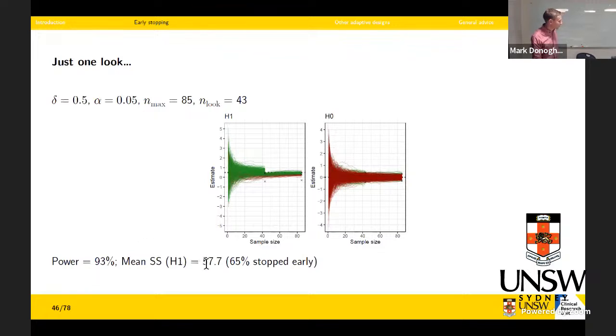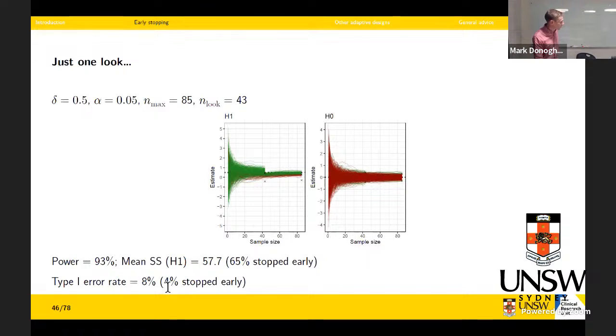And the mean sample size is 57.7. So it's obviously larger than it was before because we're not able to stop before we get to 43. But we stopped early 65% of the time. So we're doing much better than having to recruit 85 samples on average. But the downside, again, is that our type 1 error rate is higher than we'd nominally tried to set it at.